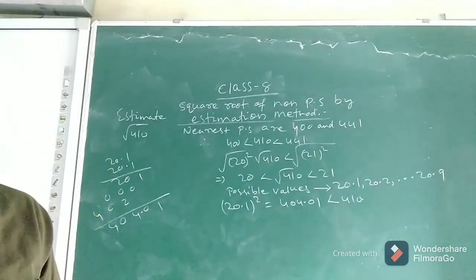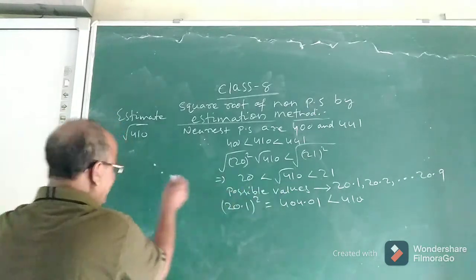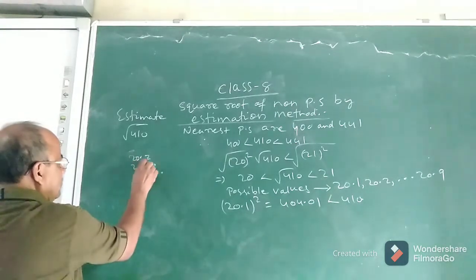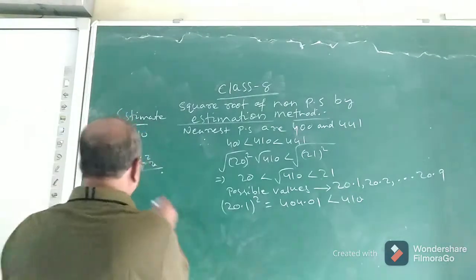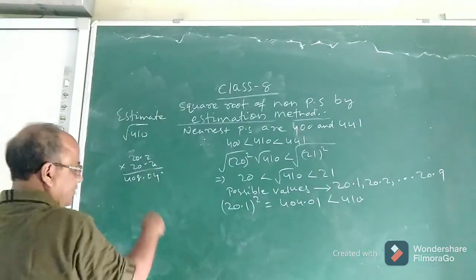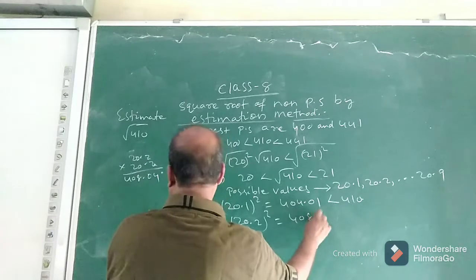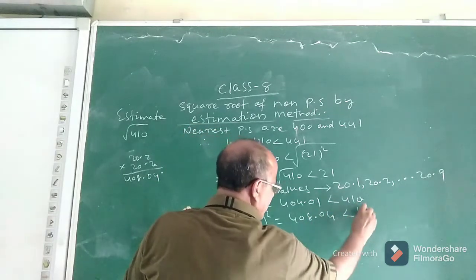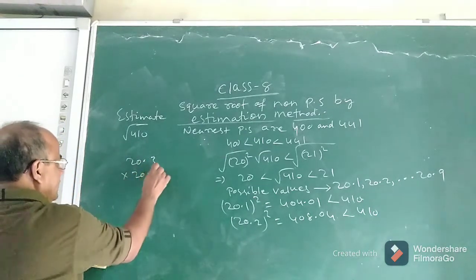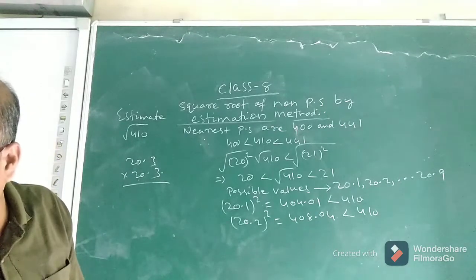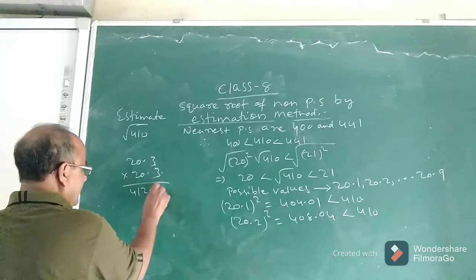Now you take the next number, 20.2. You multiply 20.2 by 20.2. What will be the product? The product will be 408.04. So 20.2 squared equals 408.04. Again it is less than 410. Now you take the next number, 20.3 into 20.3. You multiply the two, and it will be 412.09.